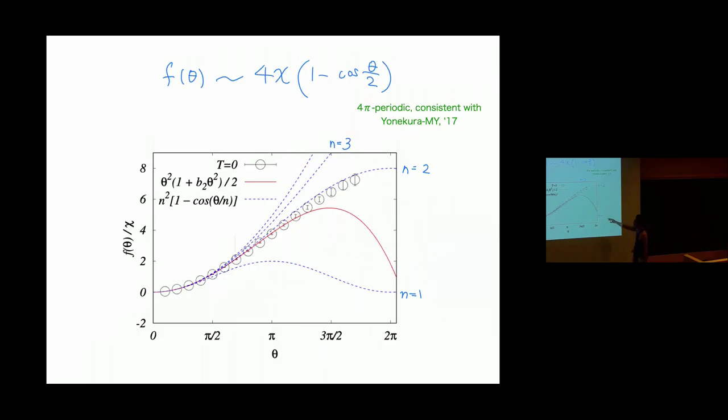In fact, sorry, again there are too many plots, but there is this line which seems to fit the data well in the middle. And that one is actually cosine theta over 2, which is a big surprise. A priori, there is no guarantee that it's just cosine theta over 2, which is in particular 4-pi periodic, not 2-pi. And that's consistent with the expectation that for SU(N), there are N branches, which I mentioned before.